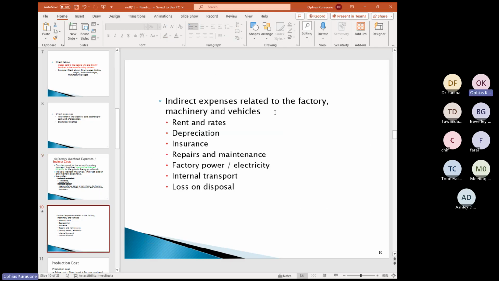Indirect expenses, again, we've got indirect expenses for the factory, machinery, and vehicles. This includes rent. You need to pay rent. If you don't pay rent, it becomes a big problem. People are expected to pay rent.